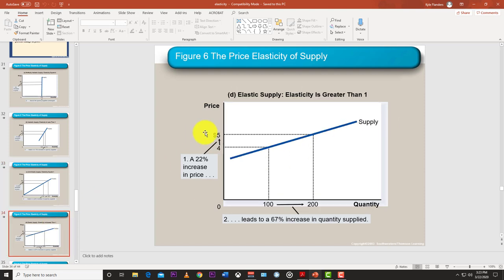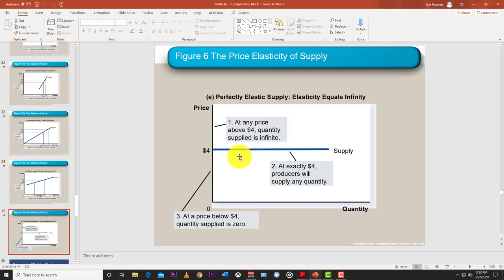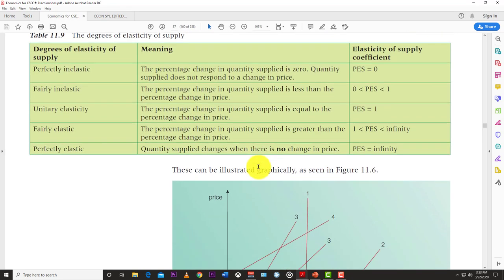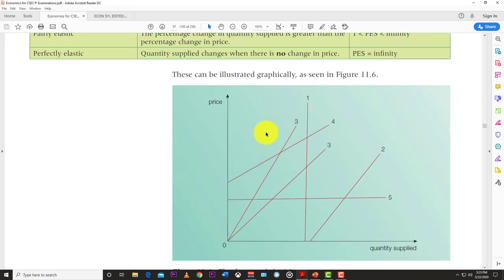And then you have elastic supply, fairly elastic, greater than one, and it's almost horizontal, but not quite. But then, for perfectly elastic, when elasticity equals infinity, you have this straight across horizontal graph representing supply. So it's very much the same as you would have seen for the demand. So once you understand demand, you will understand the supply side of things. And you have the table here, and you have the illustrations here again.